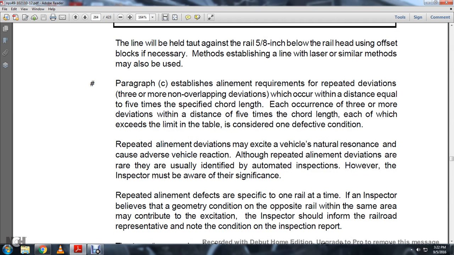Paragraph C. Establish alignment requirements of repeated deviation: 3 or more non-overlapping deviations which occur within a distance equal to 5 times the specified chord length. Each occurrence of the 3 or more deviations within the distance of 5 times the chord length, each of which exceeds the limit in the table, is in accordance with the defect condition.